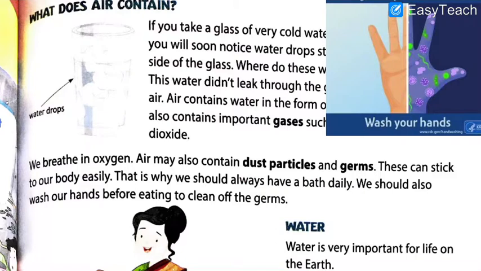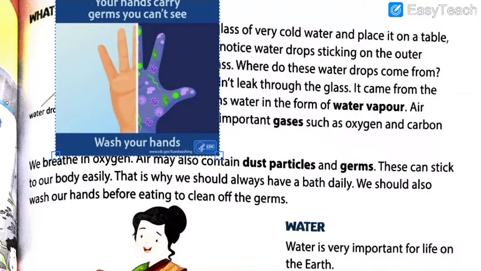I will show you one picture where washed and unwashed hands can be easily seen. Now look at the picture.